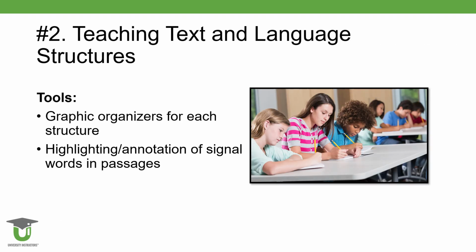To help students understand text and language structures, provide practical tools that make organization visible. Graphic organizers are effective for each type of structure. For example, cause and effect charts, problem and solution diagrams, compare and contrast Venn diagrams, and sequence or timeline charts. Encourage students to also highlight or annotate signal words in passages, such as because or therefore for cause and effect, and similarly or however for compare and contrast. Using these tools helps students actively engage with the text, recognize organizational patterns, and improve comprehension.